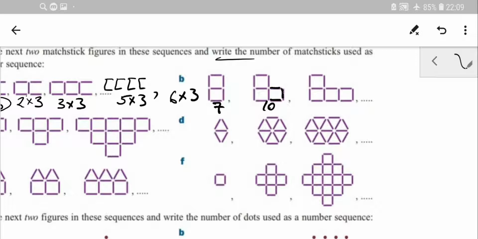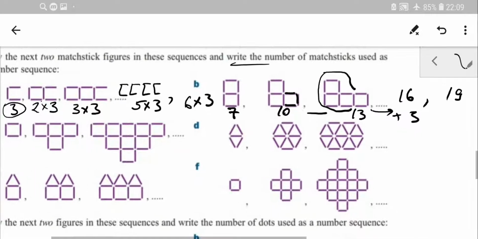So for the next one, we have the whole pattern here, and we know that's 10 sticks here. So every time we add 3 sticks, that's easy. The difference is just plus 3, positive 3. So we add 3 and we get 16, and then 19. All right, so 19 matchsticks.